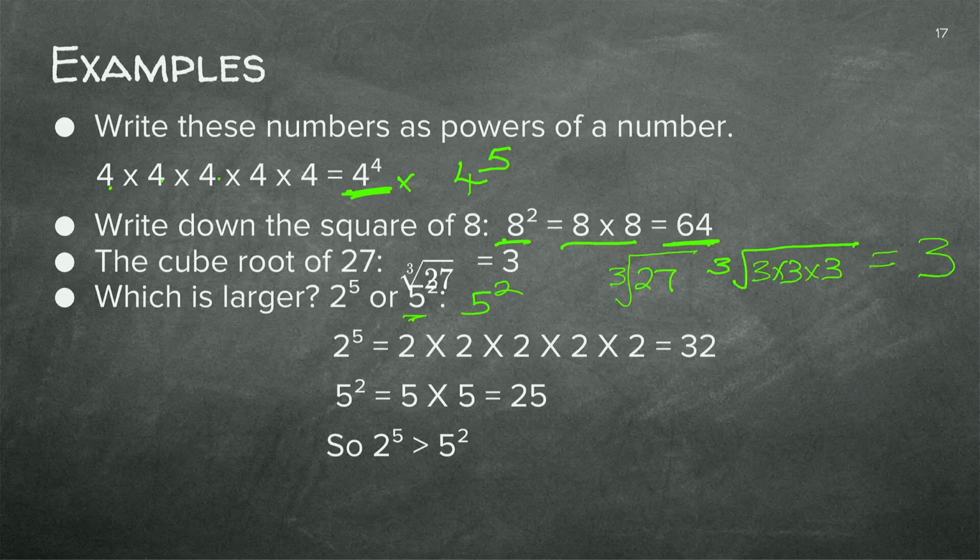So we do 2 to the power of 5 is 1, 2, 3, 4, 5, and it gives us 32. And 5 to the power of 2 is 5 times 5, so that is 25. So which one is larger? 2 to the power of 5 is larger than 5 to the power of 2. Isn't this fun to work with exponents?